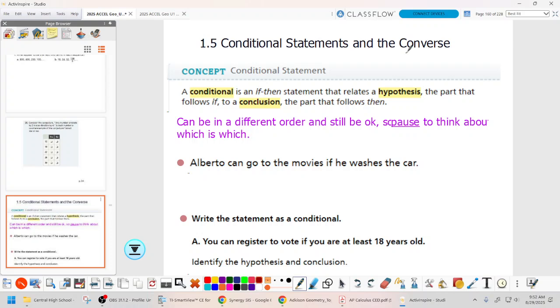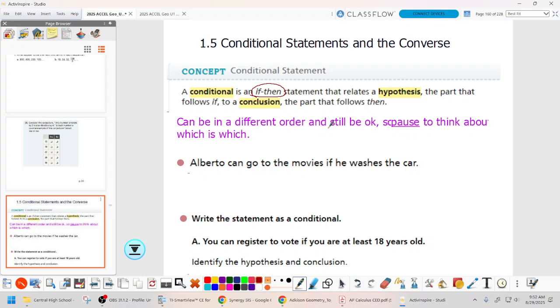We've talked about this word converse, but I just want to tell you where it's coming from. So a conditional statement is an if-then statement. And so we have two parts. We have a hypothesis and a conclusion as part of that statement. The hypothesis is the if part, like you've heard the word hypothesis, you know it's not always true, right? That's the if it happens. And then the conclusion would be the then part. So if, then. It can be in a different order and still be okay.